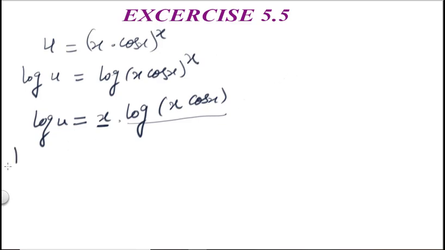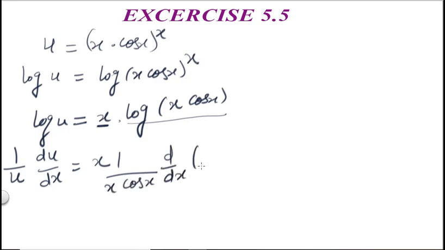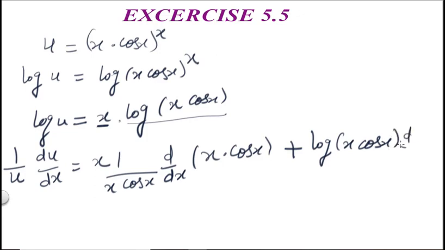In the product, now see, log of u gives 1 by u du by dx. First function as it is, differentiation of log of x cos x: log of x cos x gives 1 upon x cos x. Now we will differentiate what? x cos x, and here you have to use the product rule separately. As you can see, there are two functions. Plus, now you will write log of x cos x as it is, and you will differentiate x. Clear?